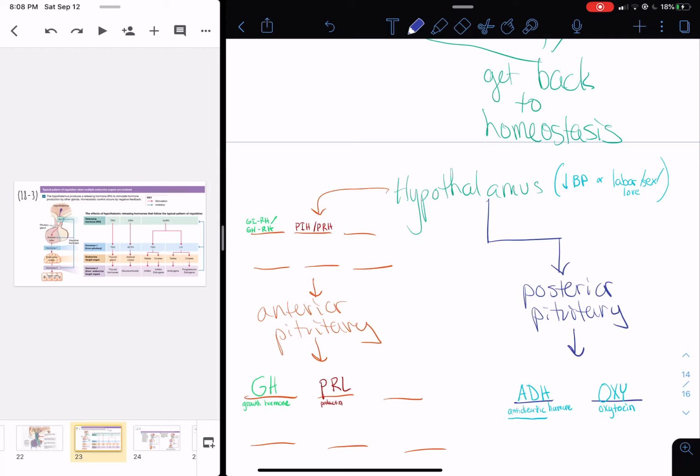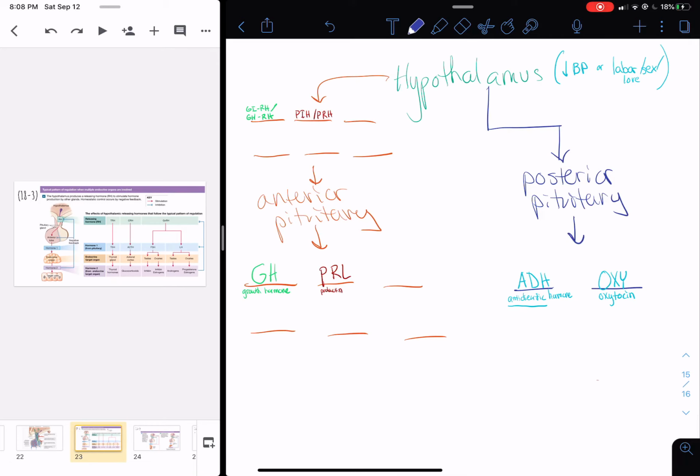Okay, next let's do MSH. Oh, I'm sorry, not MSH. Let's do TSH. So the anterior pituitary will release thyroid stimulating hormone.